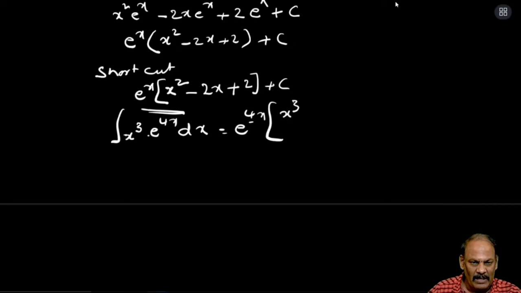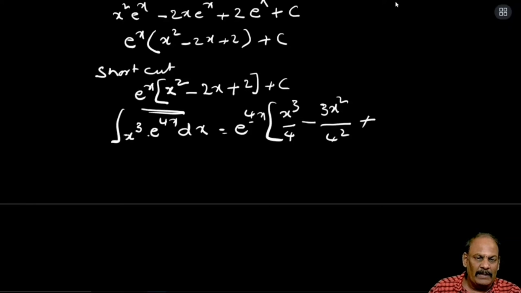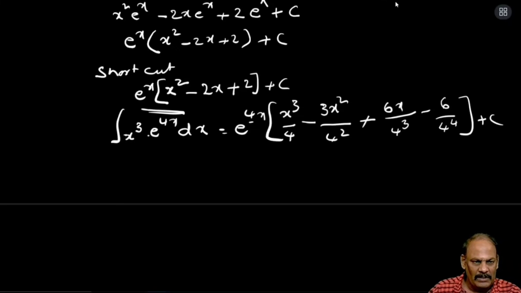By the coefficient of x in the exponent, which is 4, right. The next rule is the same. Since it is plus, you have to keep minus. X cube differentiation is how much? 3x square by 4 square, right. Next, plus. 3x square differentiation is how much? 6x by 4 cube. Minus 6 by 4 to the power of 4, plus c. Shortcut over. Like that you can do.